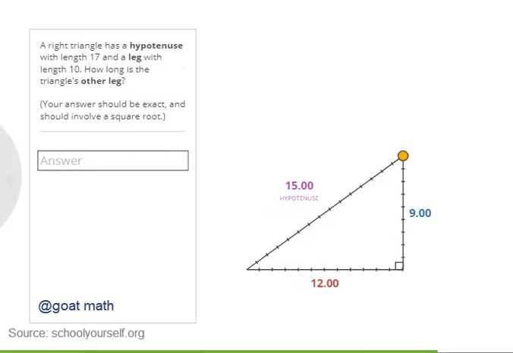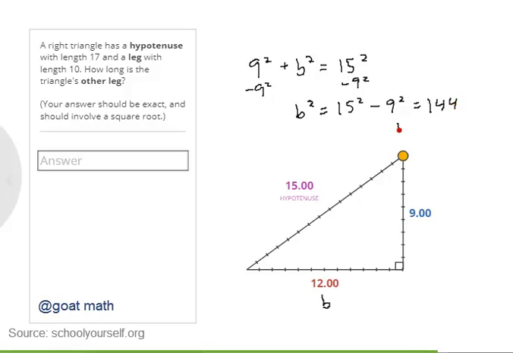Nicely done. If you call the missing leg b, then 9 squared plus b squared equals 15 squared. To solve for b, you can first subtract 9 squared from both sides, giving you b squared equals 15 squared minus 9 squared, which equals 144. So b is the square root of 144, or 12. And sure enough, that's exactly the side length you get from the interactive triangle as well.